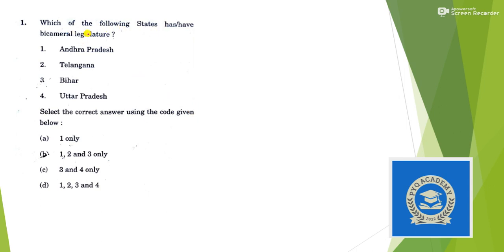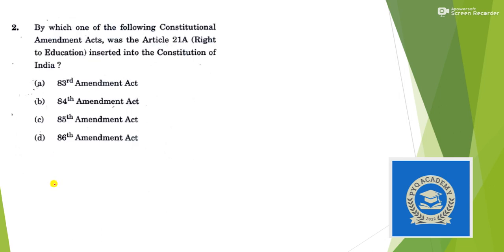Which one of the following states have bicameral legislature? All the four states have bicameral legislature, so here the answer should be option D. Next, by which one of the following constitutional amendments was Article 21A added? Very easy question. It should be option D, 86th Amendment Act of 2002.